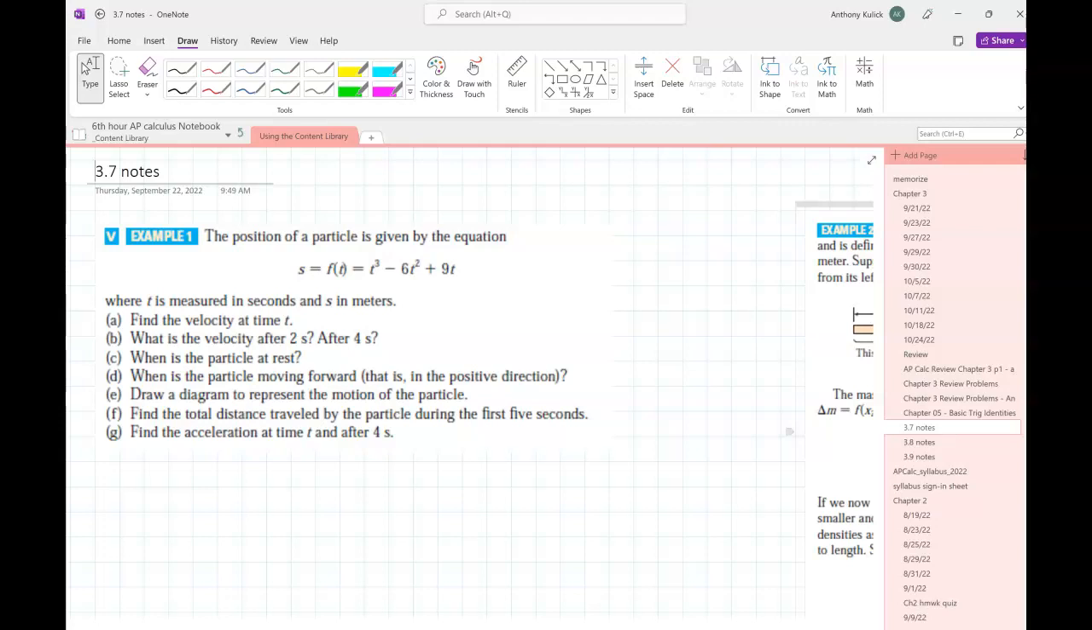The title of 3.7 is Rates of Change in the Natural and Social Sciences. So we'll do a couple of examples here from this section. I put in a whole bunch of examples. We probably won't do them all. The first one we're definitely doing because this is like a super canonical AP kind of level question.